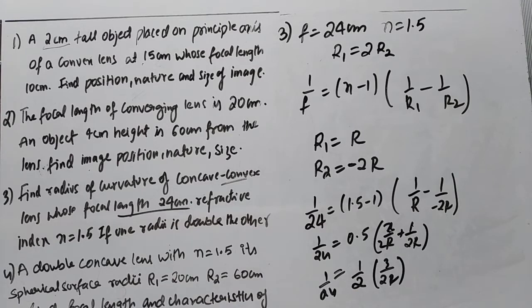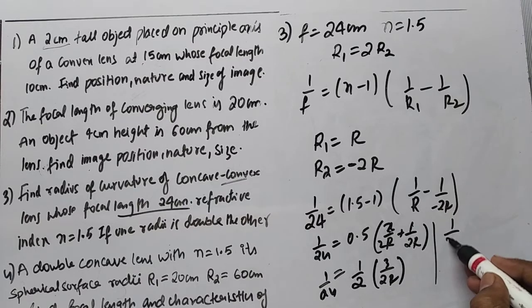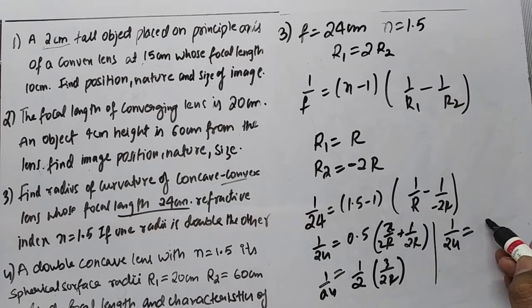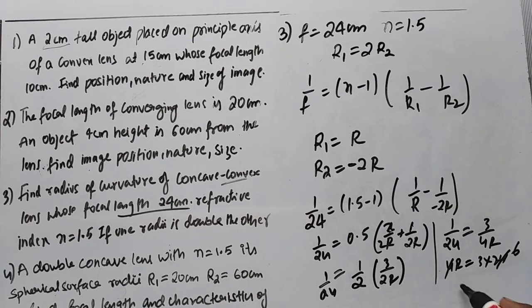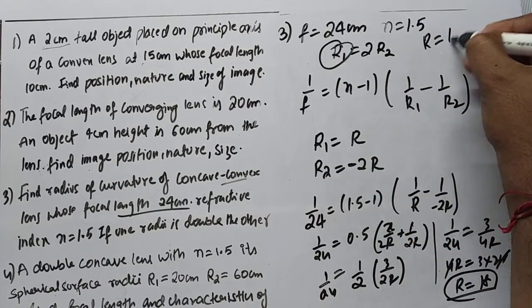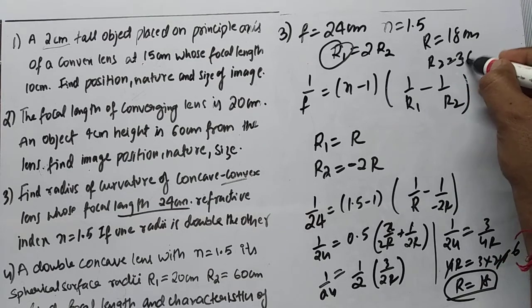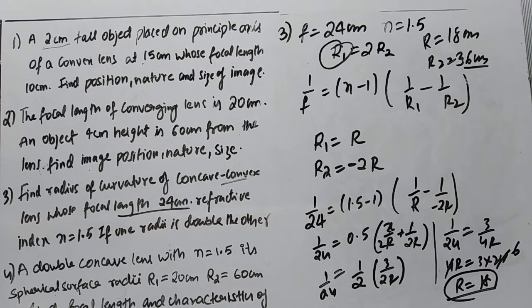Now we need to compare. If I multiply them, 1 by 24 is equal to 3 by 4r. Just cross multiply: 4r is equal to 3 into 24. 4 ones are 4, 4 sixes are 24, so the r value we got is 18. So we got the radius of curvature. The first radius of curvature is 18 centimeter and the second one will be double of that, meaning 36 centimeter. Okay.